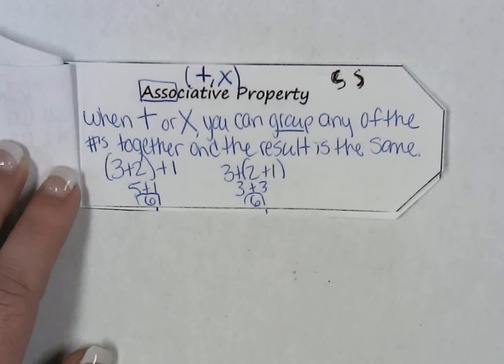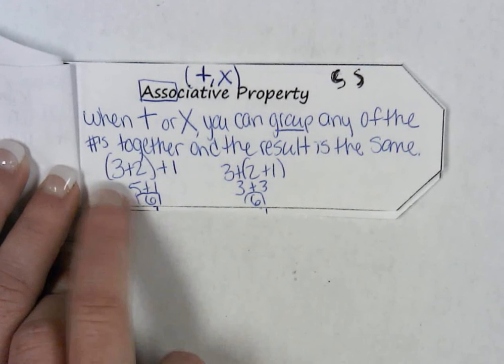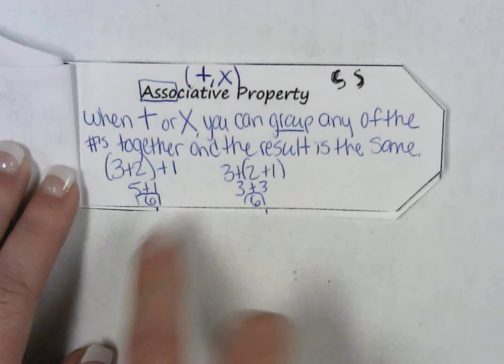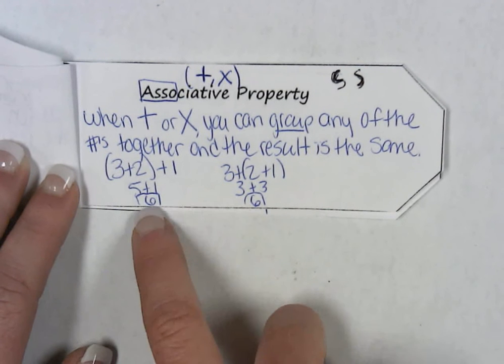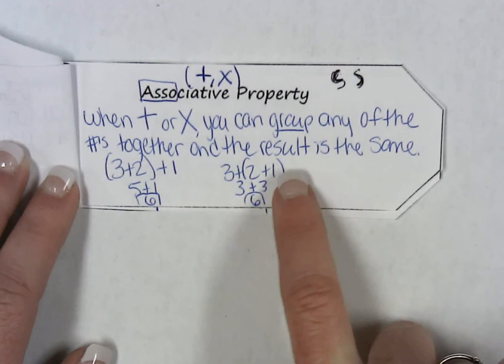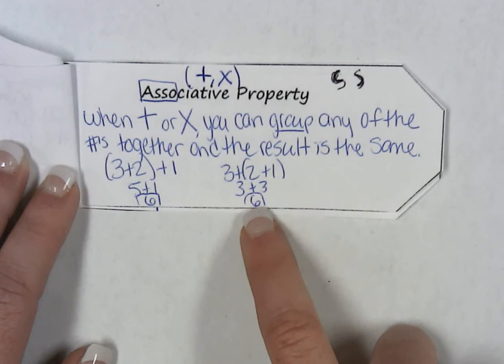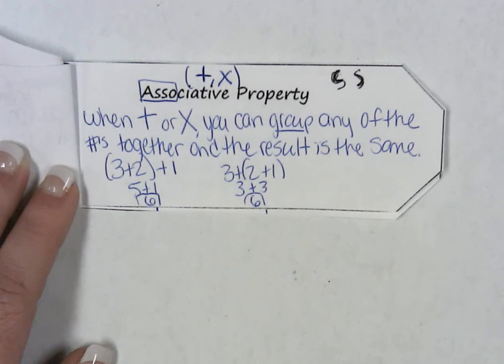So if I do this example right here, 3 plus 2 are grouped together, so we did that first. 3 plus 2 is 5. And then when you add the 1, you get 6. Well, over here, parentheses first, now 2 and 1 are together. So 2 plus 1 is 3. 3 plus 3 is 6. Our middle step is different, but our end answer is still the same.